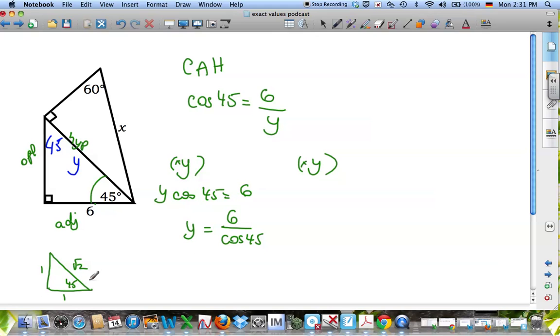Okay, so we want cos 45. So I start at the angle of 45, and I know that cos comes from CAH in SOHCAHTOA, so I need adjacent and hypotenuse. We can see from the triangle there that cos 45 is equal to 1 over root 2. So I can now replace that into our working out here.